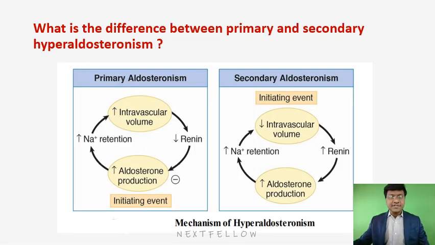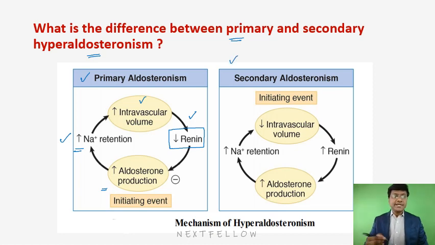Then, what is the difference between primary and secondary hyperaldosteronism? In primary hyperaldosteronism, the initiating event is increased aldosterone production. Once there is increased aldosterone production, that will cause sodium and water retention. With more sodium and water retention, there is an increase in intravascular volume, and that will increase the renal perfusion. Once there is an increase in renal perfusion, that will cause a decrease in renin levels.